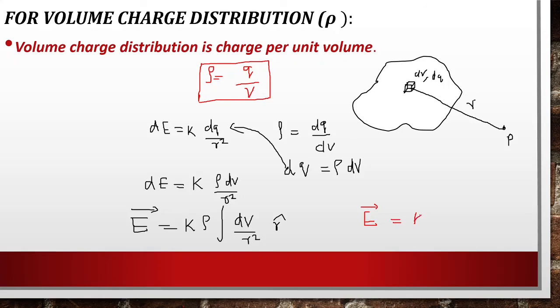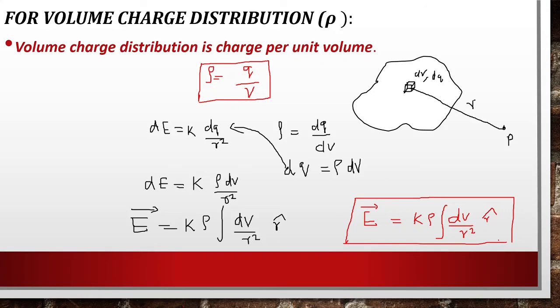As in the last slide, since area is 2 dimension, we should put double integration. Here volume is 3 dimension, so we need triple integration. But I'm not confusing you guys with all triple and double integration, so I'm just putting an integration. But keep in mind that since it is 3 dimension, you need triple integration. Okay. K rho integral of dV by R square and R cap. So this is the total electric field experienced at point P due to our volume charge distribution.